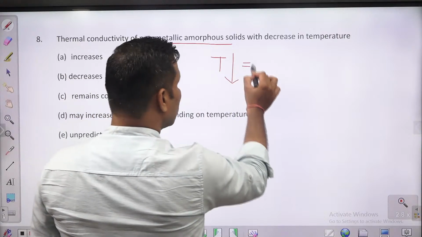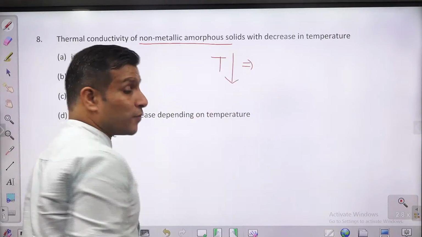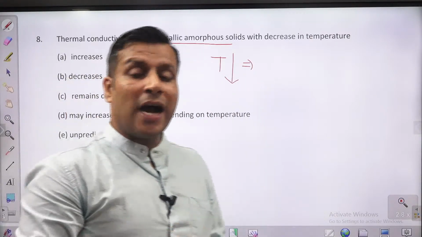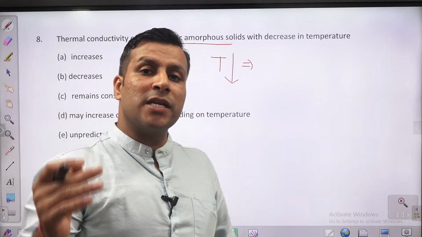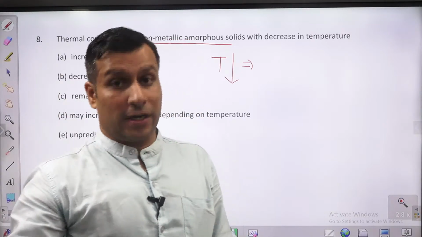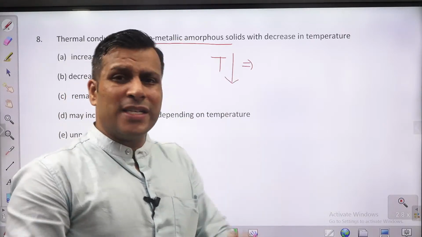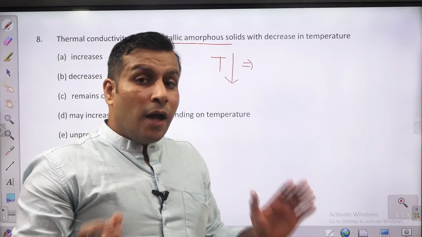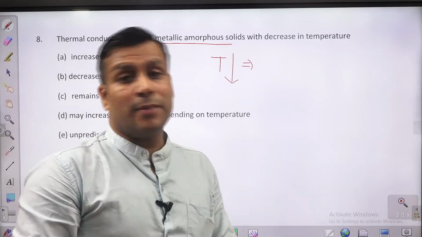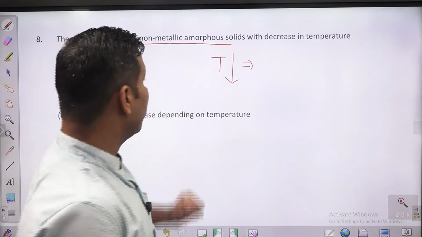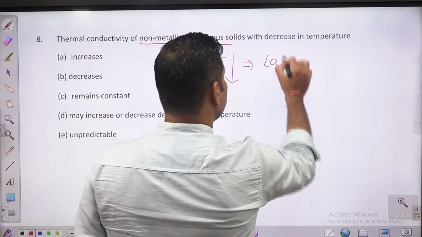The lattice vibration, in case of solid we are having what? Solids में how conduction takes place? In solids conduction takes place by lattice vibration of the molecule and free electron transfer. But in amorphous solid there is no free electron transfer. So the heat transfer will be there by lattice vibration. But at low temperature the lattice vibration will be less.